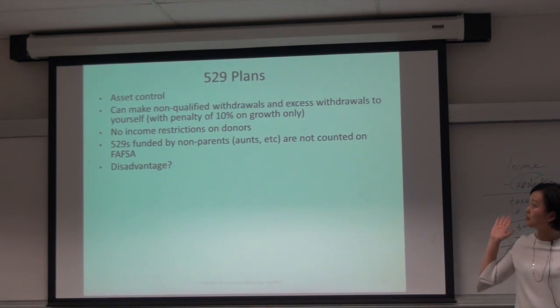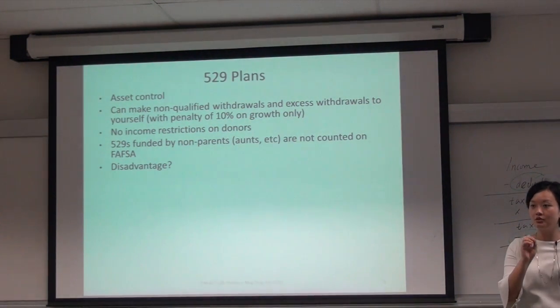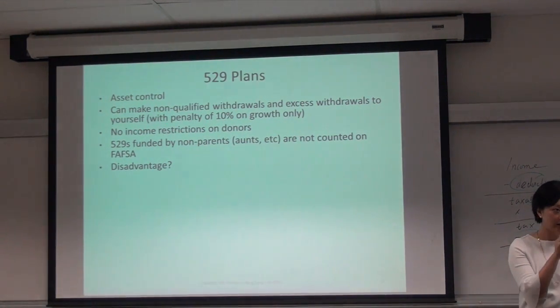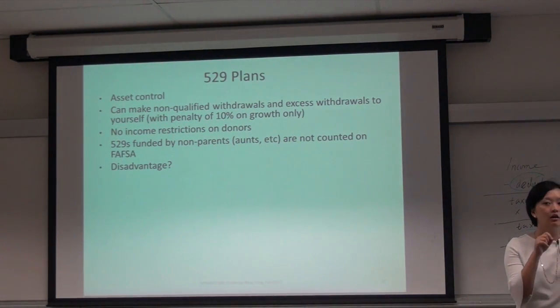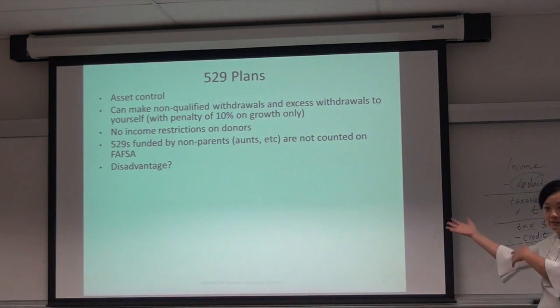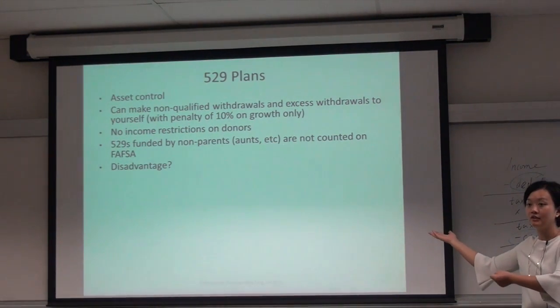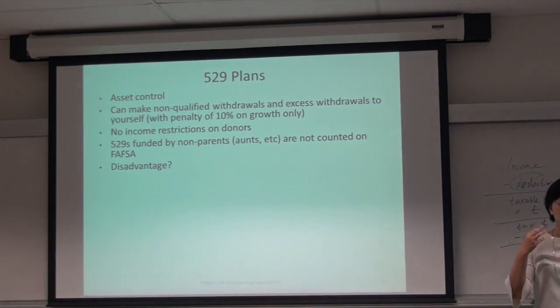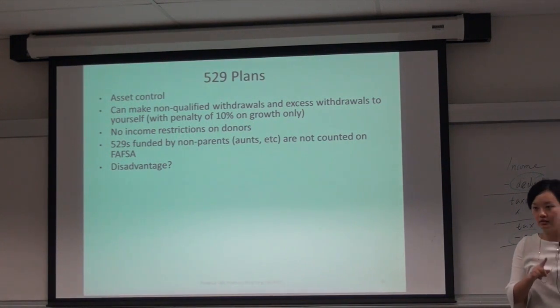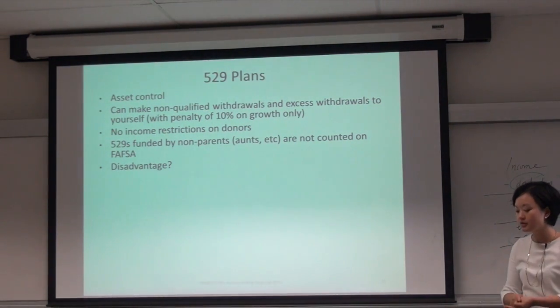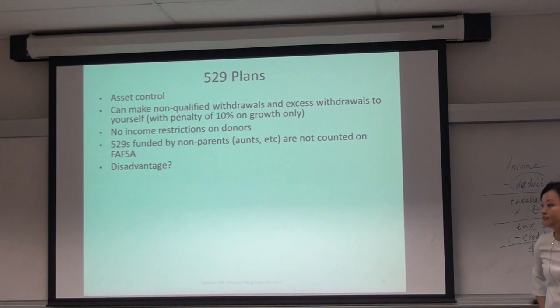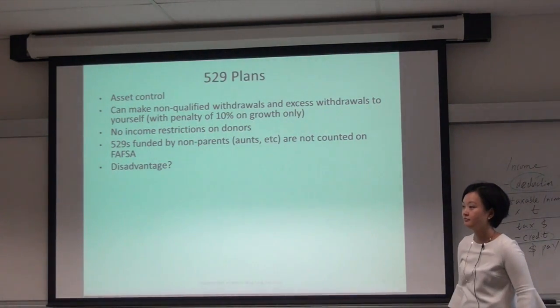For 529 plans, we want to maximize the likelihood of getting financial aid, but we also want to get tax benefits. That's why we use 529 plans. Which would you suggest? Put it under the children's name, the parents' name, or the grandparents' name? Grandparents, because they're not factored in the expected family contribution.